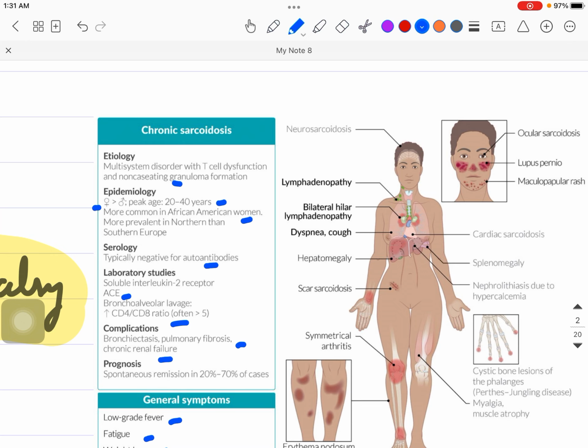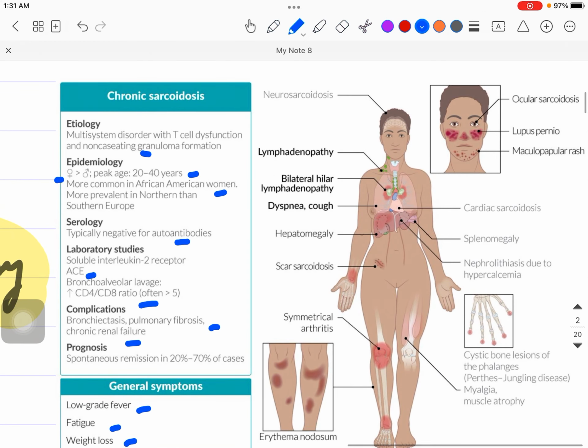In the chronic features, with time the granuloma can involve the brain and deposit in the brain, which can cause neurosarcoidosis. Multiple lymph nodes can be involved, so lymphadenopathy, bilateral hilar lymphadenopathy can be seen in the chronic also. Dyspnea, cough, respiratory symptoms and all. If it is getting deposited in the heart, it is cardiac sarcoidosis. If the granulomas are depositing in the liver, then hepatomegaly. In the spleen, splenomegaly. Scar sarcoidosis can also be seen.